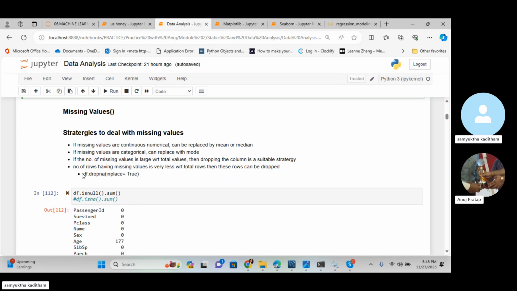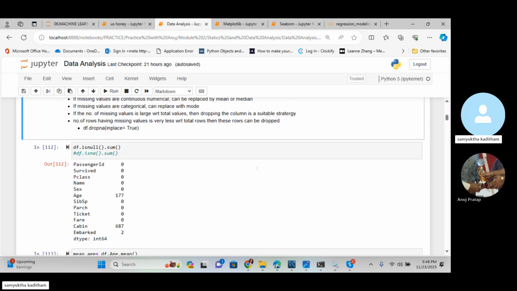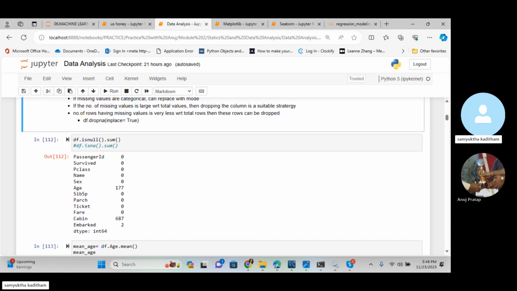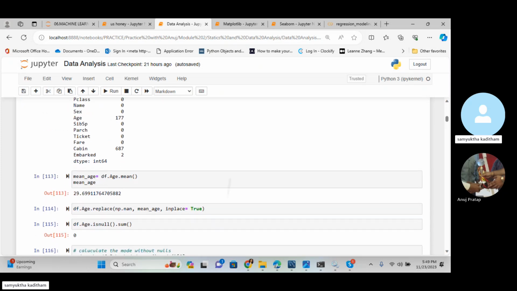So this is the drop for rows. Drop na is used for dropping the rows. Then checking the null values. So isnull().sum() is for checking the null values. In the Age column there are 177 null values. Cabin has more null values. Embarked has two, which is very few. So Age is a numerical column and it has 177 null values.